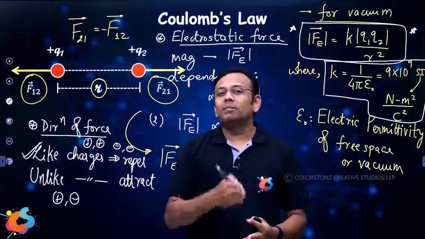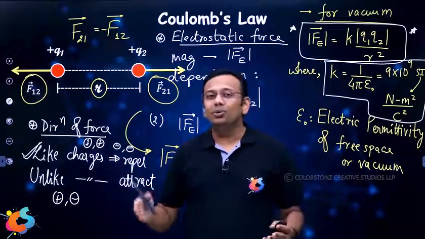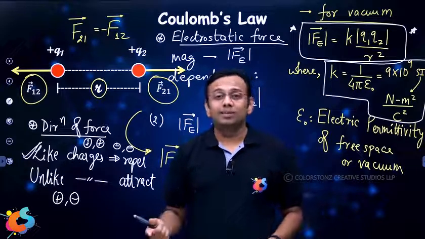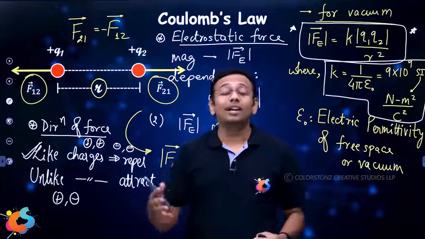This completes one part of Coulomb's law. Still some things are remaining. We'll continue right from here. In the next part, we want to see how we can write Coulomb's law in vector form directly.